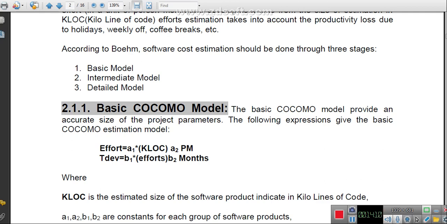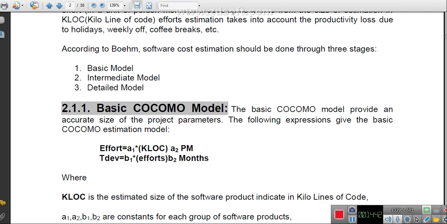अभी डिफरेंट डिफरेंट स्टेजेस है. अभी फर्स्ट स्टेज है बेसिक मॉडल. आप क्या अप्लाई करोगे? पहले बेसिक मॉडल, कोकोमो का बेसिक मॉडल अप्लाई करोगे, उसका एफर्ट्स कॉस्ट निकालोगे. देन सेकंड स्टेज यू कैन अप्लाई द इंटरमीडिएट मॉडल, and third one, that is a detailed model. So by using these three particular models, you are in a position to estimate the cost of software. You are in a position to estimate the cost of that particular project.